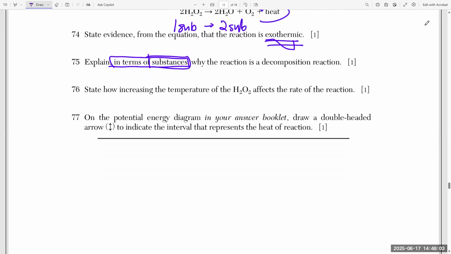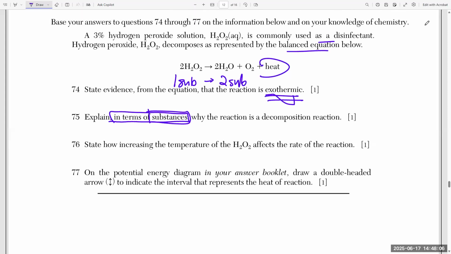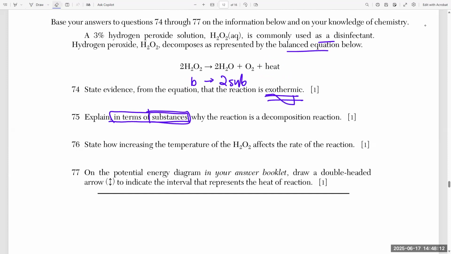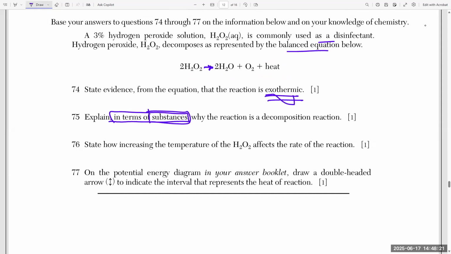State how increasing the temperature of H2O2 affects the rate of reaction. Now be careful though. Normally you might want to say that increasing heat makes the reaction go forwards or backwards. But in this case, the arrow only goes in one direction. If the arrow was going in both directions, adding heat would drive it backwards because you're adding products. But in this case, it only goes in the forward direction. So when you add heat to a unidirectional reaction, it only makes the reaction go, what, faster or slower? That's right, faster.